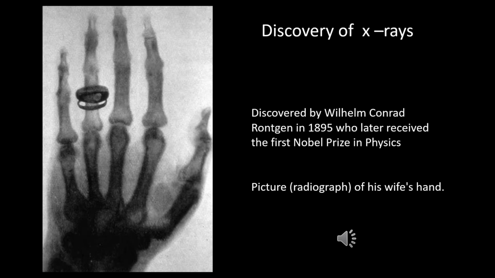Let's look a little into history. X-rays were first discovered by Röntgen in 1895, who later received the first Nobel Prize in physics. The image on the left is the image of the first radiograph taken of Röntgen's wife's hand.